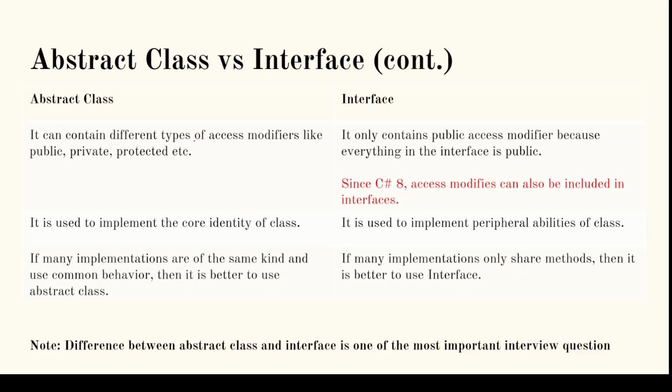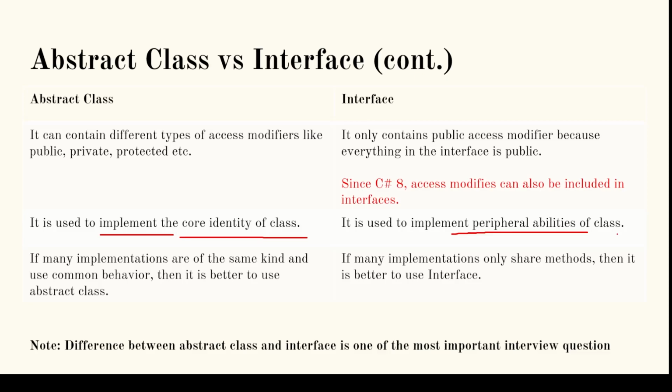An abstract class can contain different types of access modifiers like public, private, protected. But in the case of an interface, in a version less than version 8, you cannot use the public access modifier because everything in an interface is public by default. But in newer versions of C#, it is allowed to have any access modifier in an interface also. An abstract class is used to implement the core identity of a class, whereas an interface is used to implement peripheral abilities of a class.